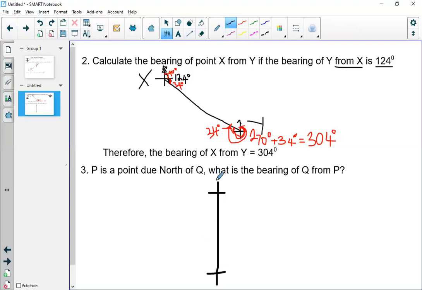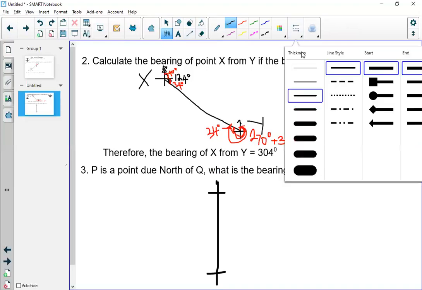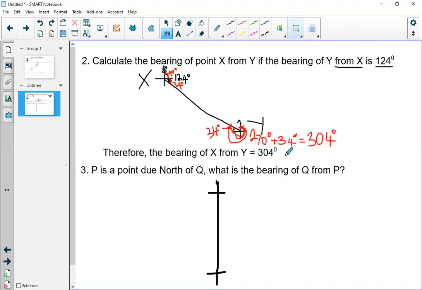So here's the north pole. My line is too thick. Let me reduce the thickness. So here is the north pole of the point. Let's say north. That is the north. So we say P is a point due north of Q. So it means here is the point Q and here is the point P. So P is located somewhere around the northern pole of Q.